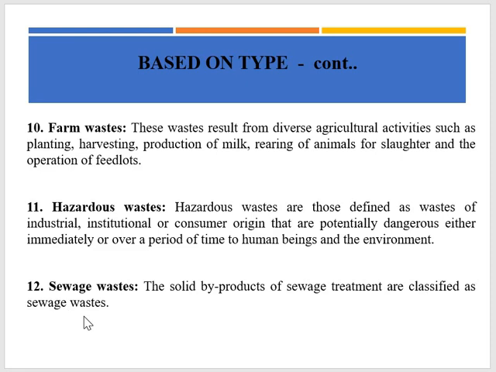So this byproduct of sewage treatment is a semi-solid waste, or we call it a slurry, and this is called sewage sludge. So this sludge has to undergo further treatment before being suitable for disposal into the ground or anywhere. So these are the classification and sources of solid waste.